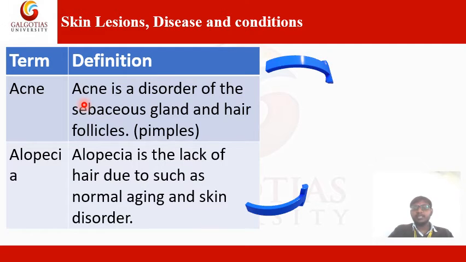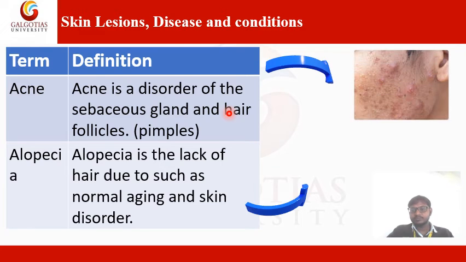Acne: the meaning of acne is a disorder of the sebaceous gland and hair follicle. Sebaceous gland and hair follicle abnormality. And alopecia. Alopecia is the lack of hair due to abnormal gain and skin disorders. You can see here a small example for acne, pimples on the face.